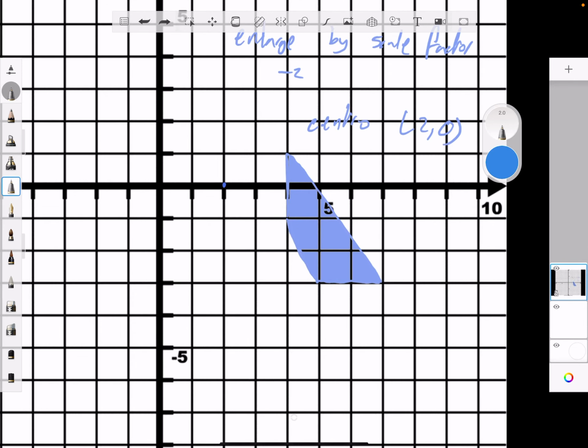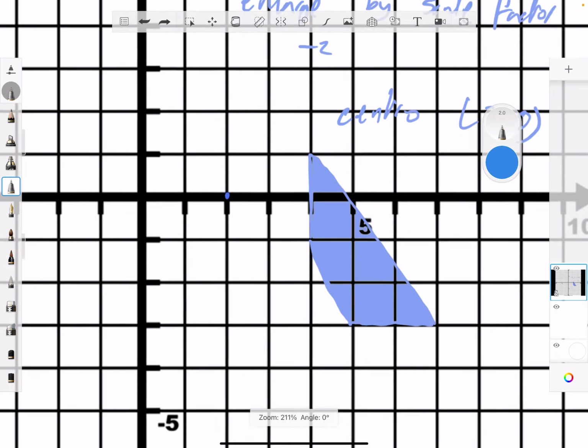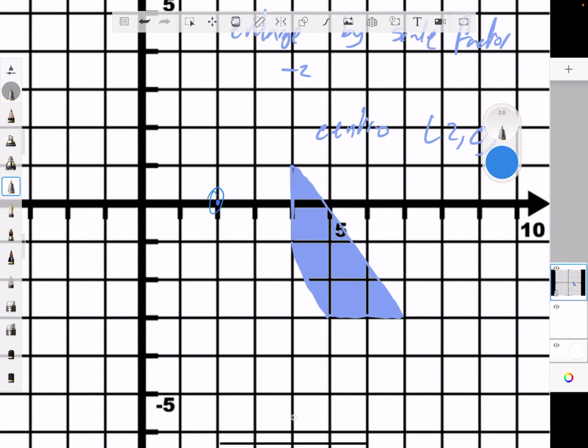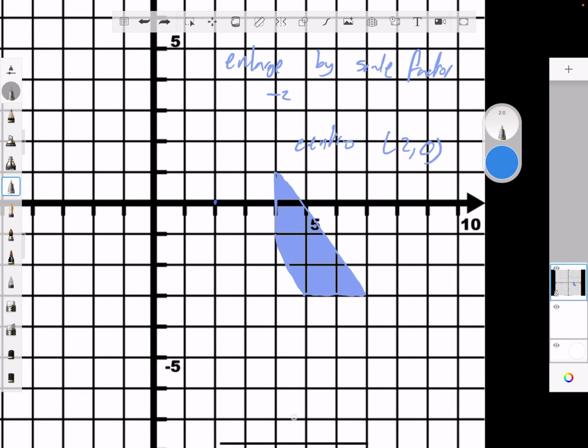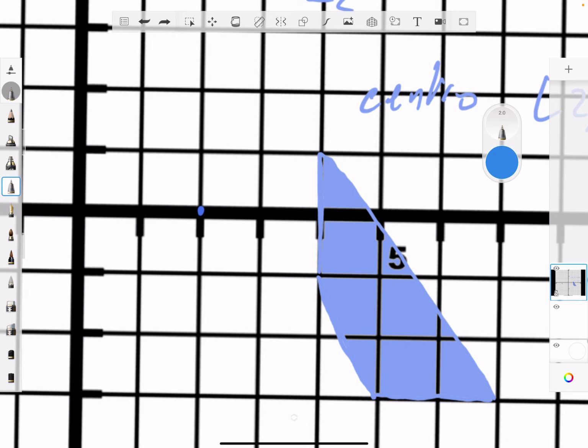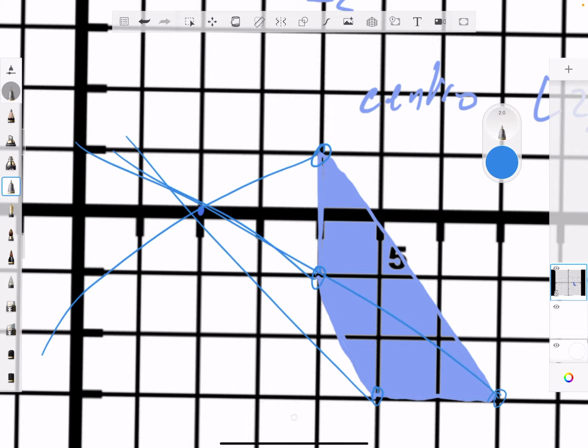What I have here is the shape. It's not the exact shape. I don't remember exactly where it was, but it was enlarged by a scale factor of -2 on the center 2, 0. That's this point here. So what I'm going to do is take a line from each of these 4 points of the shape, pass it through this point and extend it, right?